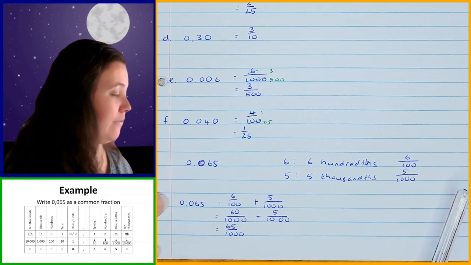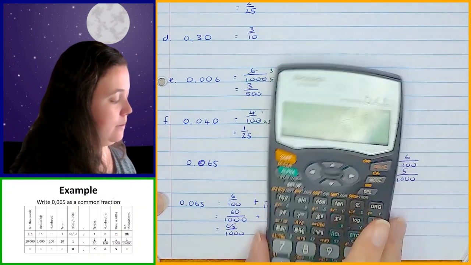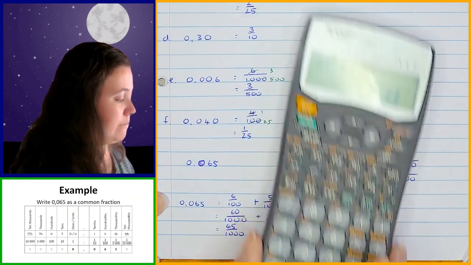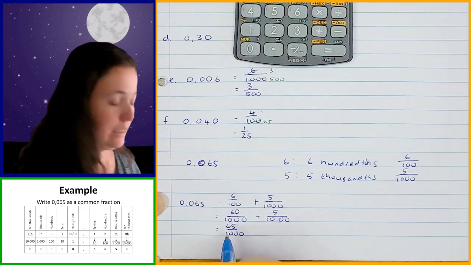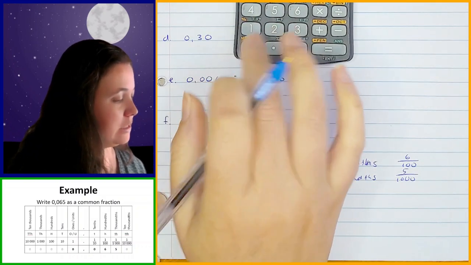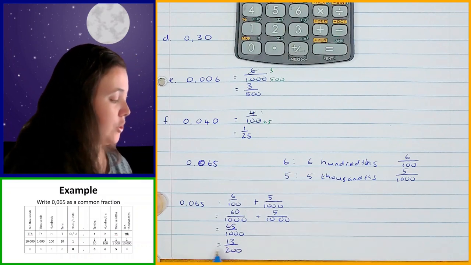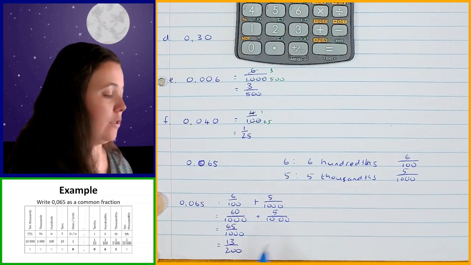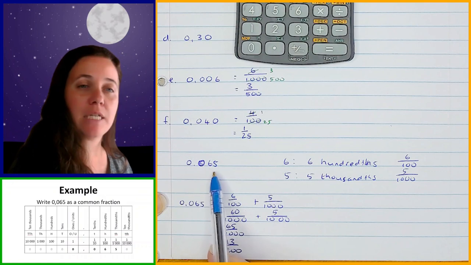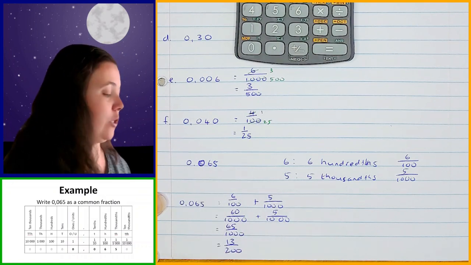And if I simplify it, when I divide by 5, 65 divided by 5 gives me 13. So that's going to be 13 over 1,000 divided by 5, which is 200. Okay, so that gives me 13 over 200. So if I convert 0.065 into a common fraction, I get 13 over 200.